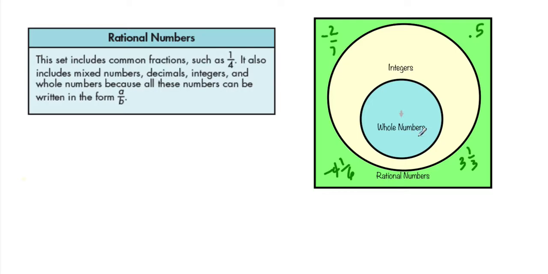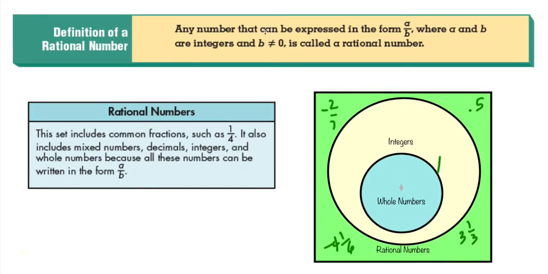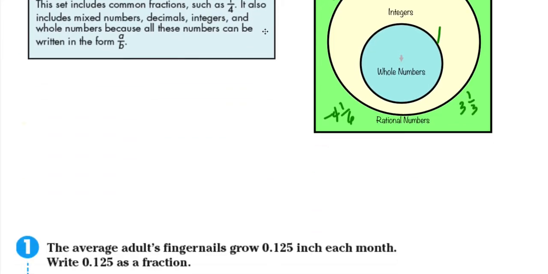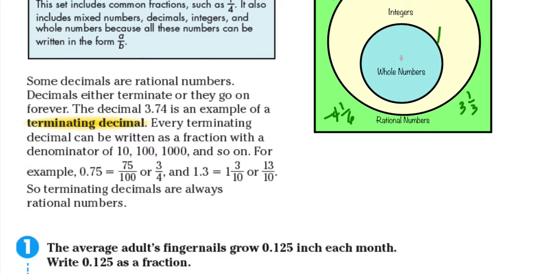Okay, so you have your set of whole numbers, which belong in the set of integers, and both of them belong under the set of rational numbers. And we define rational number to mean any number that can be expressed in the form of a over b. Some decimals are rational numbers. Decimals either terminate or they go on forever. So there are two types of decimals that we're going to talk about.